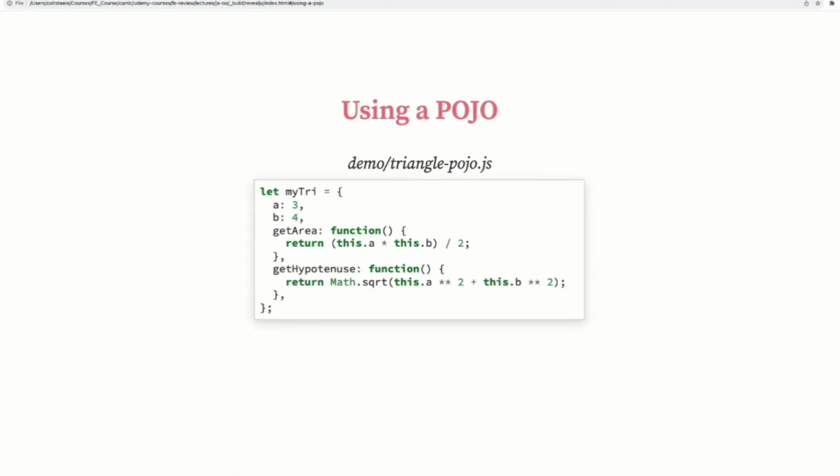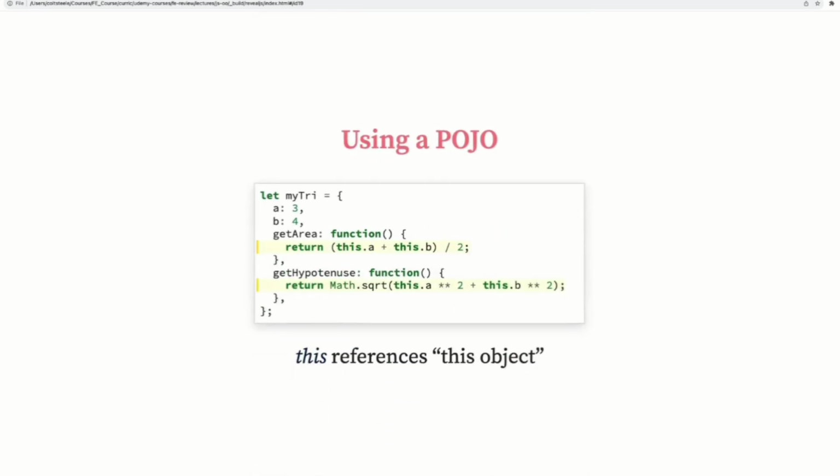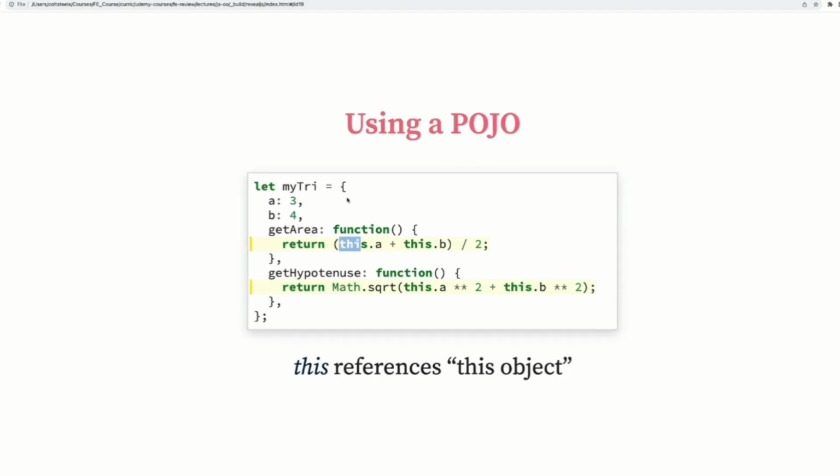You'll see we're using the keyword this here. The keyword this refers to this particular object. Now, we'll have a whole section talking about this. It doesn't always refer to the thing you want it to, but in this simple example, the keyword this just refers to this whole object. So this.a is going to be 3. This.b is going to be 4. Same thing here. This.a, 3. This.b, 4.